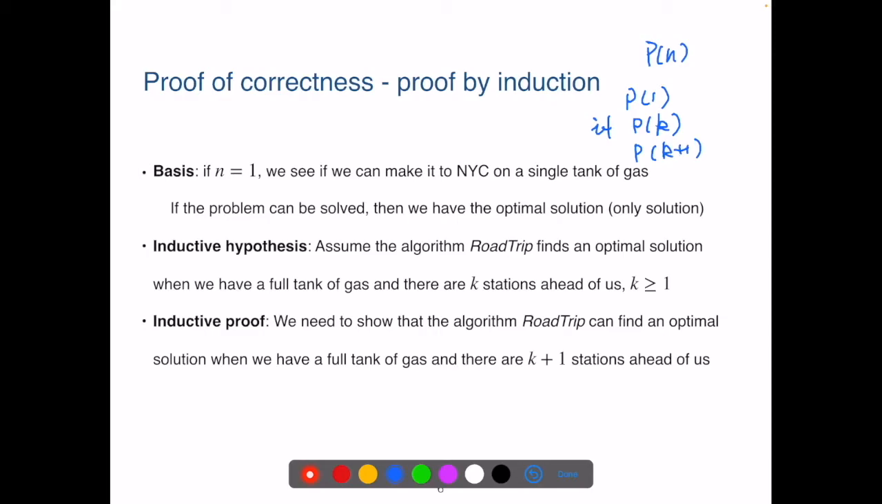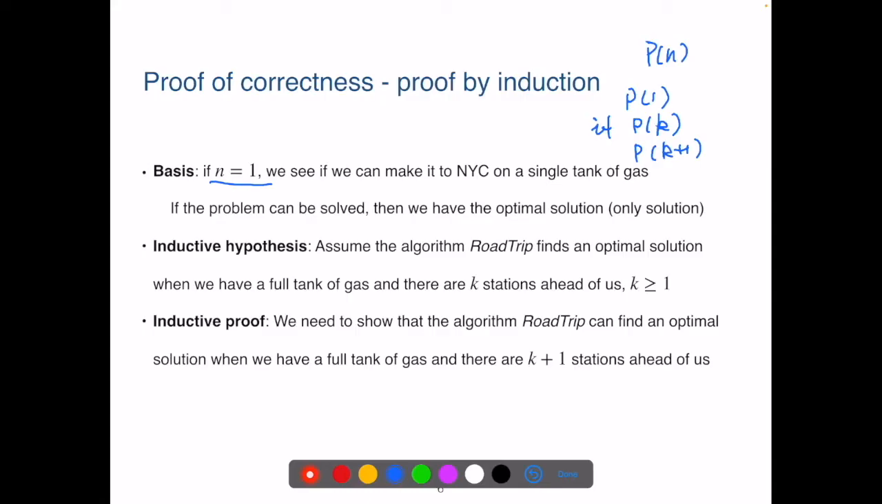So for the basis of this problem, if n is 1, there are no possible stops between Kingston and New York City. We then see if we can make it to New York City on a single tank. We either have a single optimal solution or the problem does not have a solution using this algorithm. Now the inductive hypothesis.